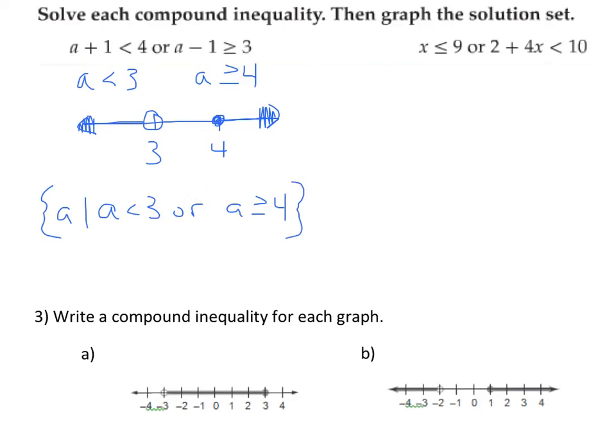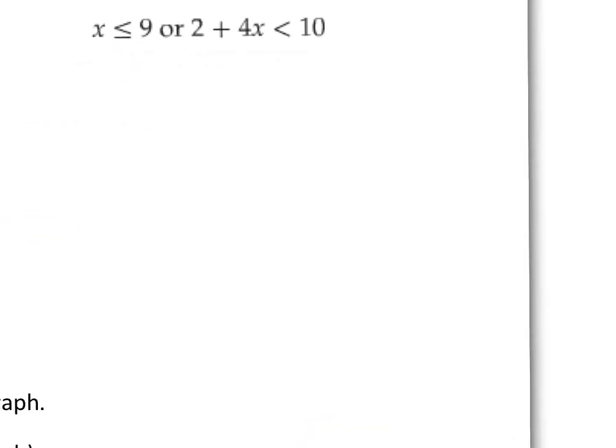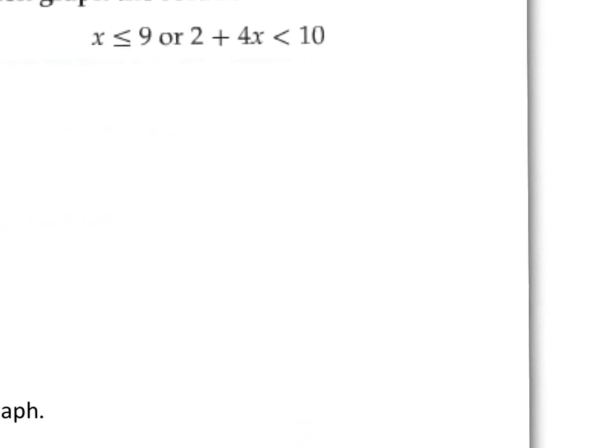All right, the second example here. Now, the nice thing about this one is x is less than or equal to 9 is already done for you, so we just need to solve the second one before we stick it on our grid. So I'm going to subtract the 2 off. So I have 4x is less than 8. I'm going to divide by 4 and get x is less than 2.